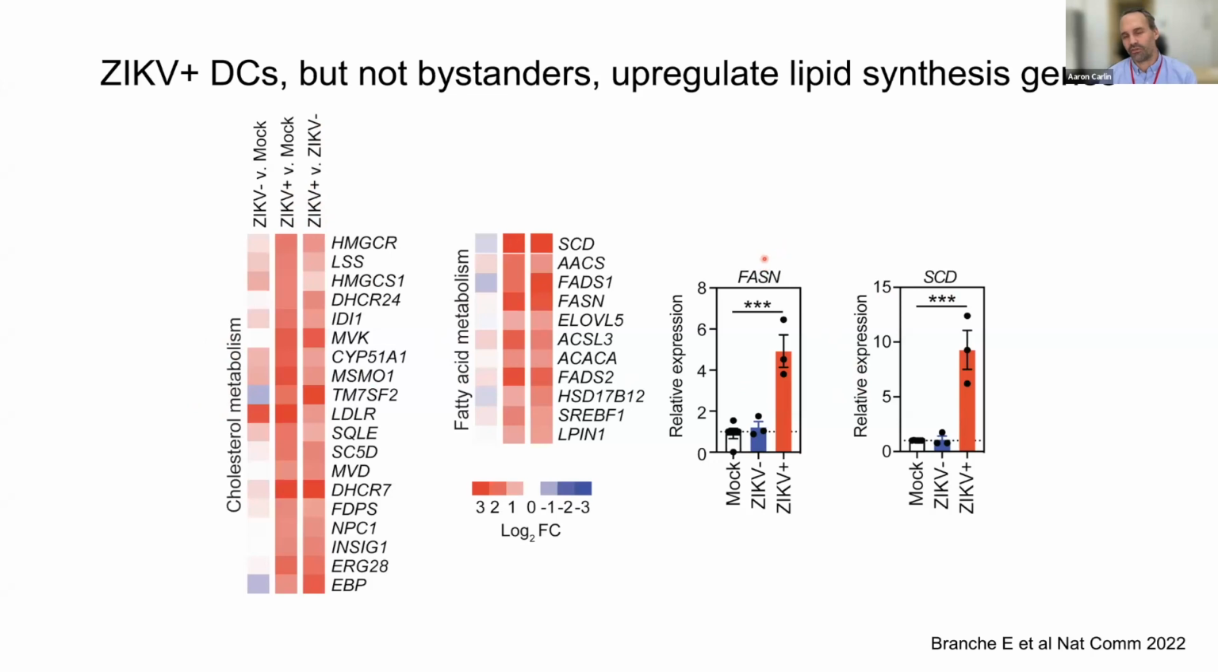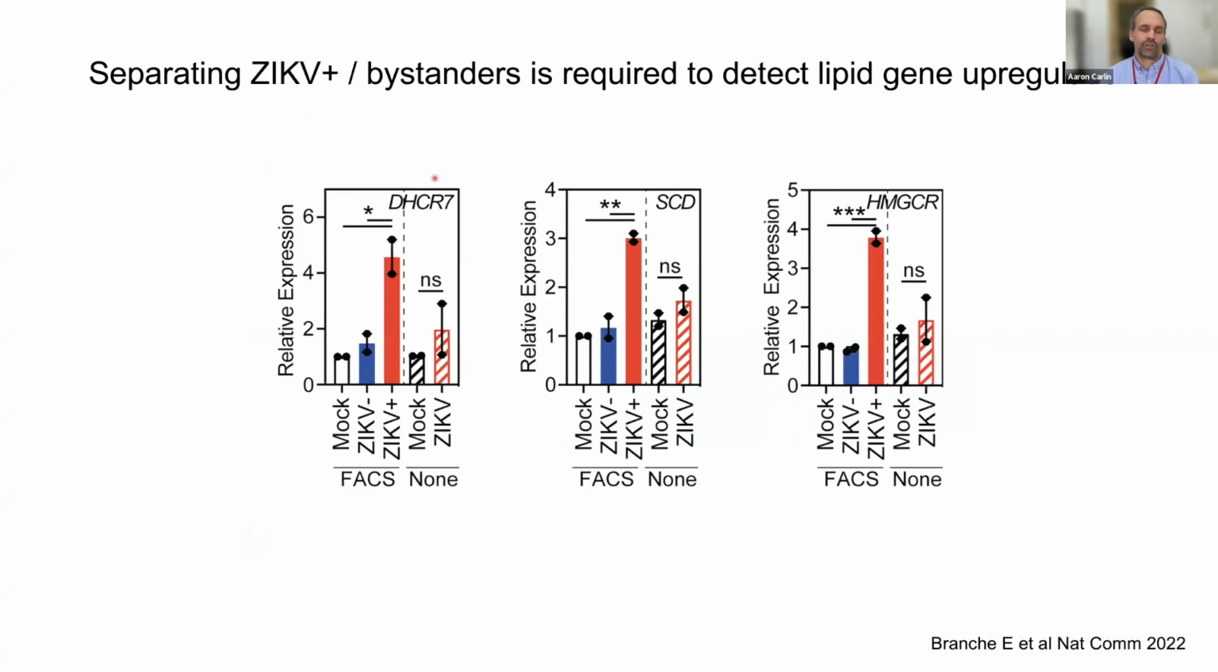These are two genes involved in fatty acid biosynthesis, FASN and SCD, that you only see upregulated in the infected cell population. And that's again true for genes like DHCR7 and HMG-CoA reductase, which are involved in cholesterol biosynthesis. If you FACS separate them like we do, you clearly see that this is true: Zika virus positive, significant upregulation. However, if you run the same protocol and don't separate the cells, and just take the entire population, you see no regulation of these genes.